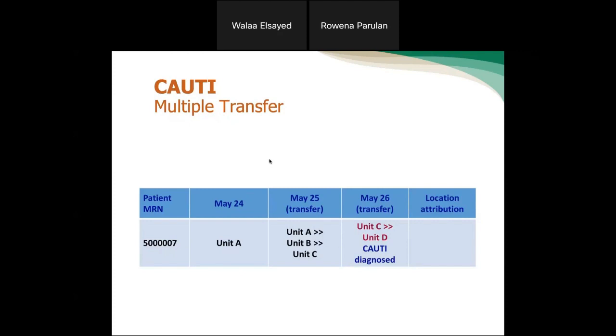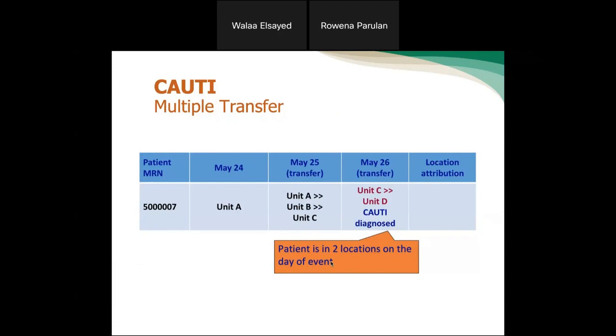On the next day, that is 26th of May, the patient was transferred from unit C to unit D, and a blood and urine culture was taken and turned out positive. Now, where should this CAUTI be attributed? What is the location of attribution for this CAUTI? The patient is in two locations on the date of event. So 26th was the date of event, where the patient was present within two locations, C or D.